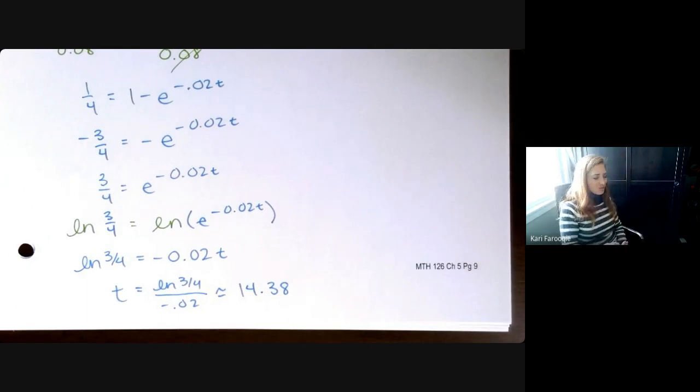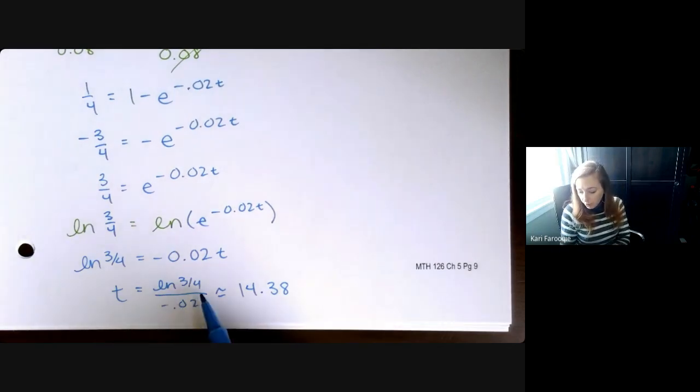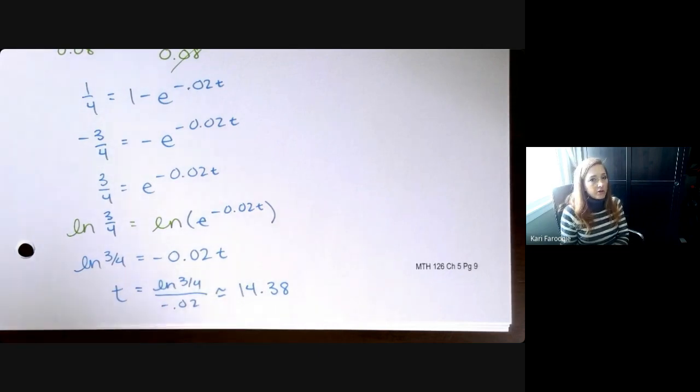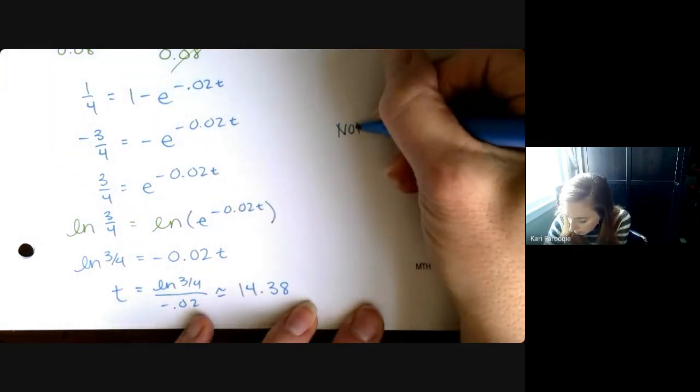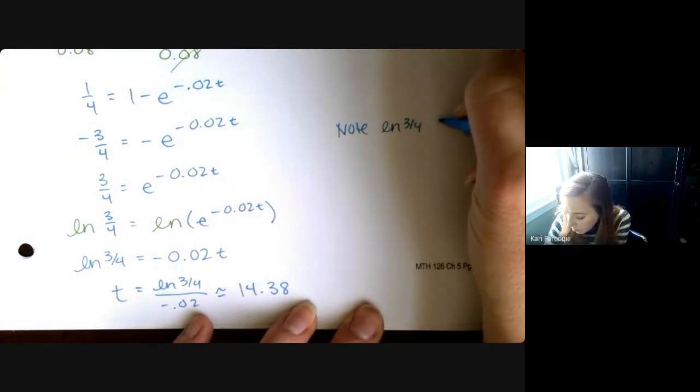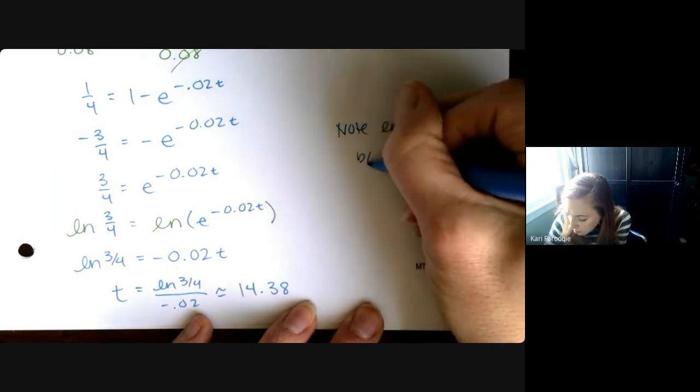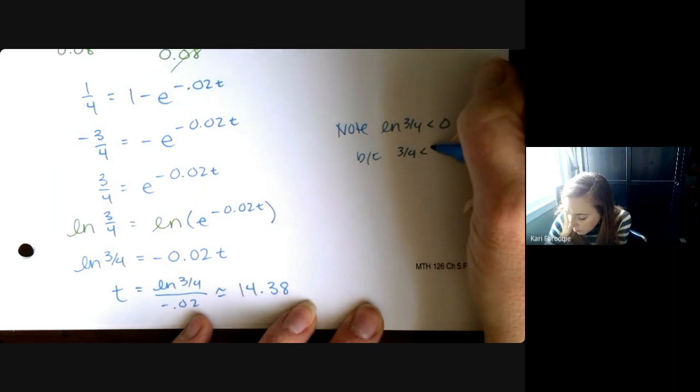Oh, another thing we should mention too, what's kind of interesting, we took the natural log of 3/4 and divided it by a negative number, and we got a positive number. So that means the natural log of 3/4 is actually a negative value. If you're taking the natural log of a number that's between 0 and 1, it's going to come out negative. The natural log of a number that's greater than 1 is going to be positive. So maybe I should note that: ln 3/4 is less than 0 because 3/4 is less than 1.